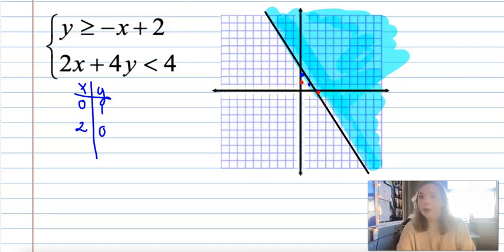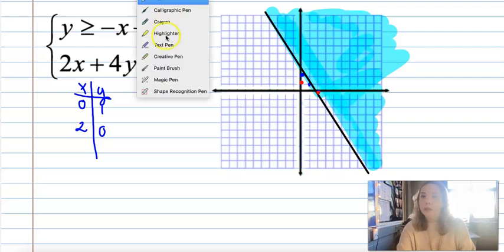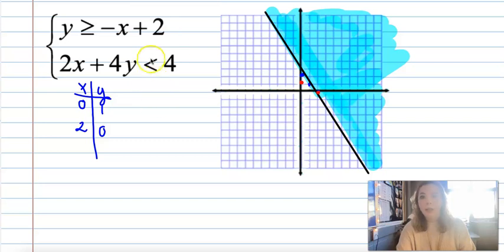And this line would be dashed. Let's go here because it's a less than. Little lower here. That looks better. This line would be dashed because it's a less than, and we would shade below.